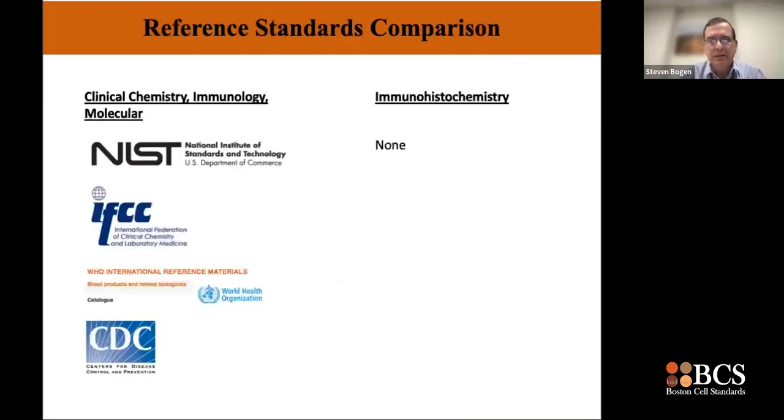Here's another perspective, comparing reference standards between industries. In the broad field of laboratory medicine, there are hundreds of primary reference standards, one for each assay. These reference standards are maintained at organizations such as listed here on the left. In the field of laboratory medicine, immunohistochemistry is the outlier, having not a single primary reference standard.